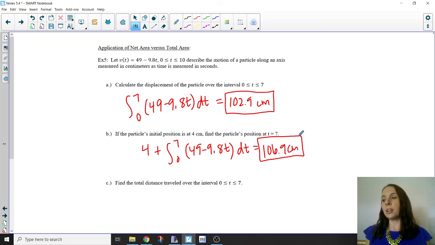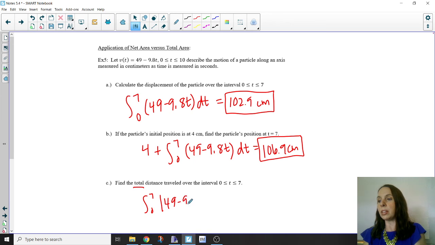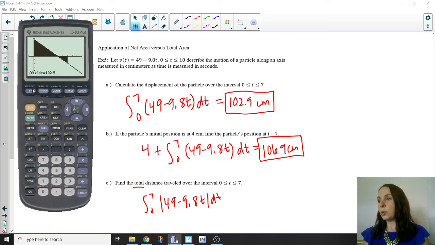But finally, take a look at part C. Find the total distance traveled over the interval from 0 to 7. This 102.9 centimeters is factoring in that positive travel, but then taking away that negative travel. But how far did it travel in all? That would be our total area. The total distance traveled is where we are going to need to set up the integral from 0 to 7 of the absolute value of 49 minus 9.8t dt. And we will be able to calculate our total distance from there.